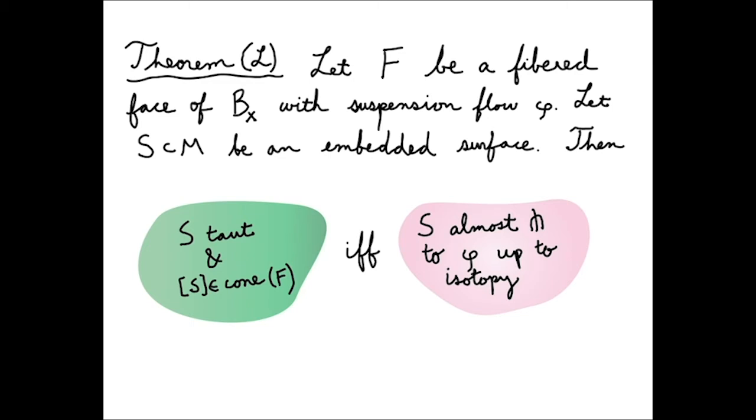And this is the thrust of the first theorem that I'll talk about today. So if we have a fibered face F of the Thurston norm ball Bx with a suspension flow phi, then for any embedded surface S, S is taut and lies in the correct cone if and only if S can be isotoped to be almost transverse to phi.